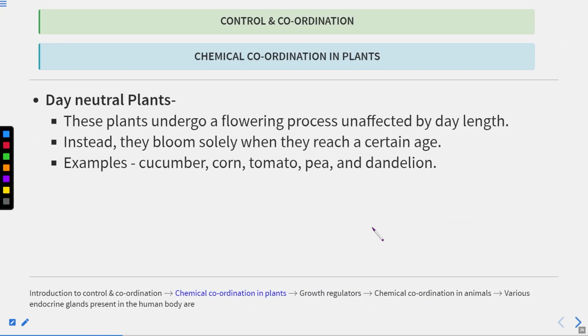Now let's talk about the day neutral plants. So these day neutral plants, they are not affected by the relative length of the day as well as the night. So these plants undergo a flowering process which is unaffected by the day length. Okay, so how do they flower? They flower at a certain age. Whenever they reach a certain age, they will automatically flower. So they bloom solely when they reach a certain age. These plants are called day neutral plants because they are not affected by the photo period, or you can say they are not affected by the length of the day or the night. What are the examples? Examples are cucumber, corn, tomato, pea, as well as dandelion.